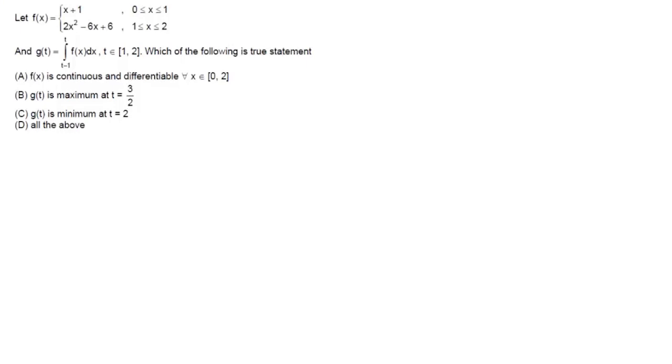Now f of x is continuous and differentiable in 0 to 2. Now if we look at f of 1 negative, it will be 1 plus 1, which is 2, and f of 1 positive, f of 1 will be plus 2. So this function is continuous at x equal to 1, and we have to take equality at only one point. So that will be only at the second definition.